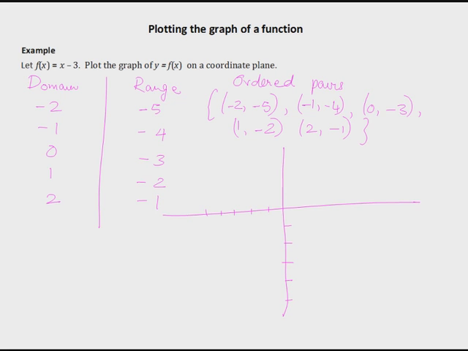The first ordered pair is (minus 2, minus 5). That's a point here. The next one is (minus 1, minus 4). That's here. (0, minus 3), (1, minus 2), and (2, minus 1). So I have my graph of the function. It's these 5 points. I do not connect these points because nothing has been specified about the domain. The domain is just given as 5 points. So these 5 points constitute the graph of the function.